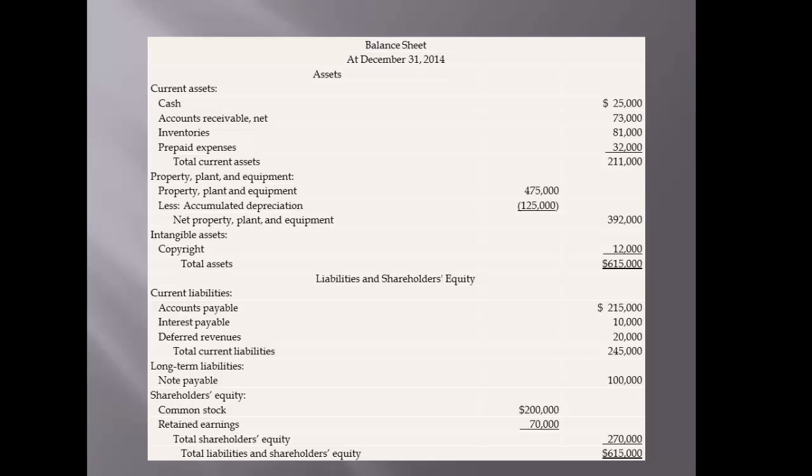Now, the two components under stockholders' equity we see here are common stock, which represents contributed capital, and retained earnings, which represents earned capital. Again, common stock represents the amounts invested by shareholders, and retained earnings pretty much represents the accumulated net income reported since the inception of the company, which has not been paid to shareholders as dividends.